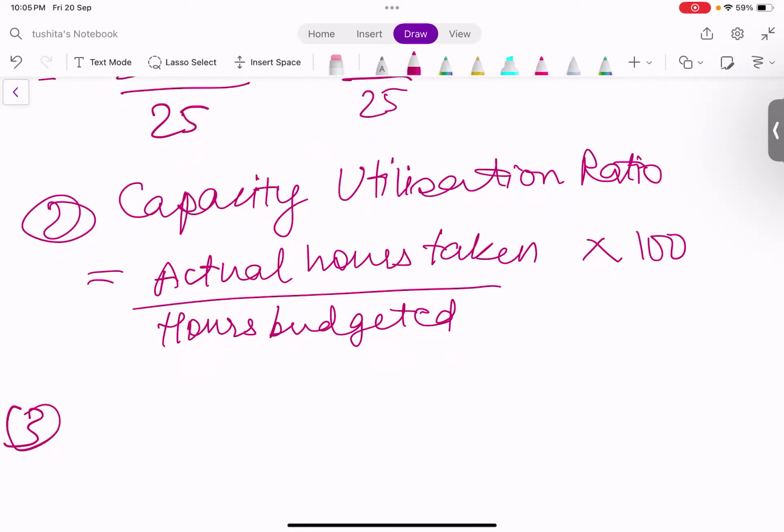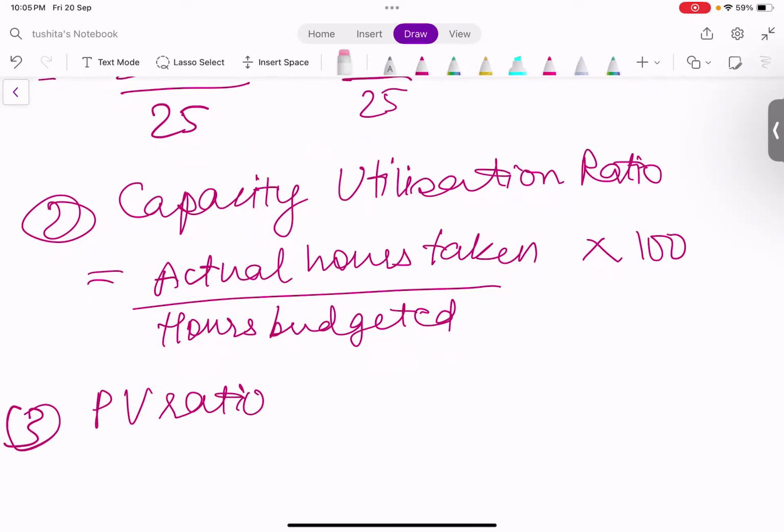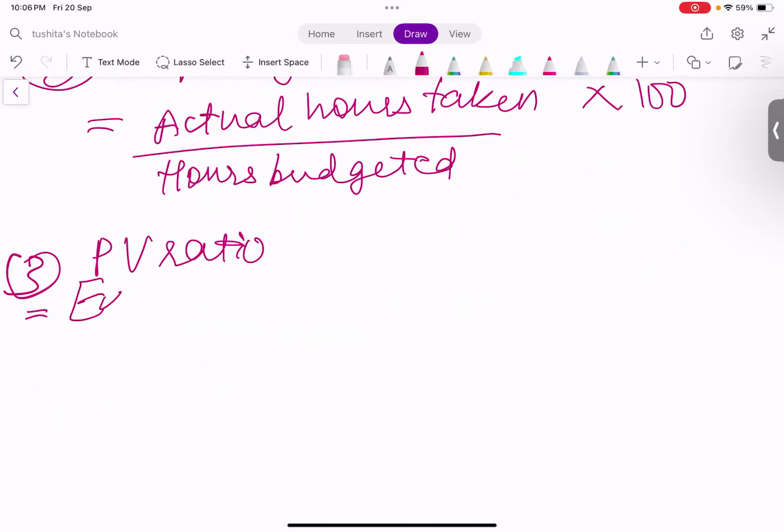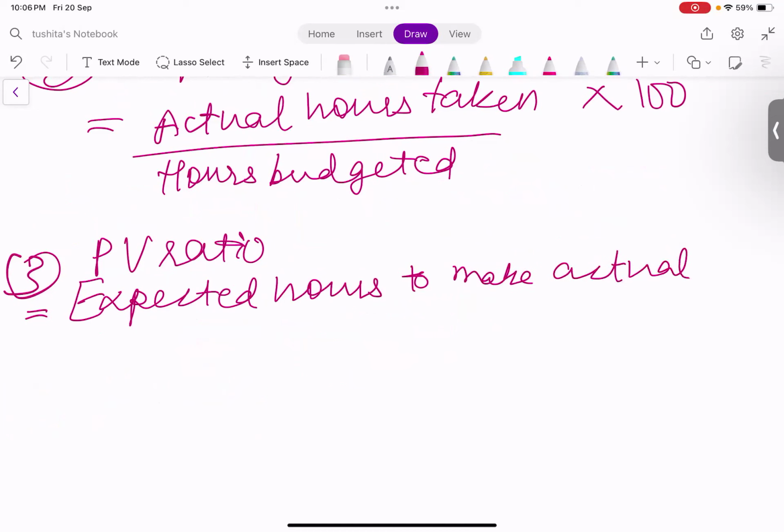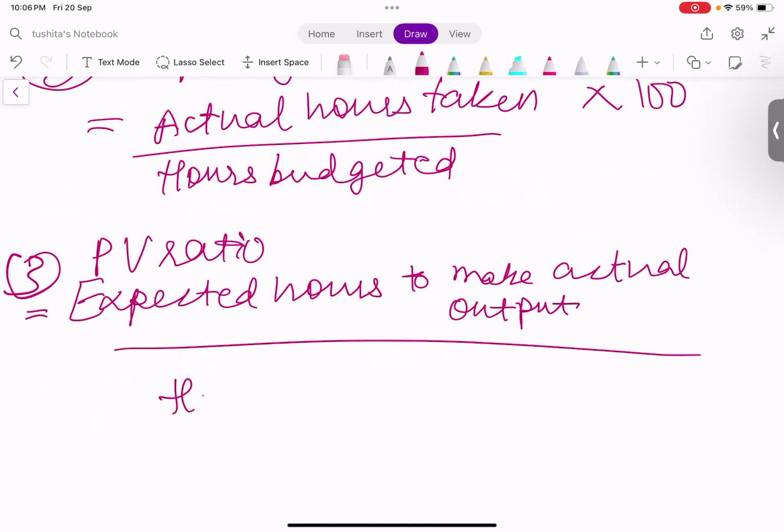And the third and the last ratio is the production volume ratio, or the PV ratio. So how do you measure this is that you take the expected hours to make actual output, and this needs to be divided by hours budgeted and needs to be multiplied by 100 to give a percentage answer. So this is the PV ratio for you.